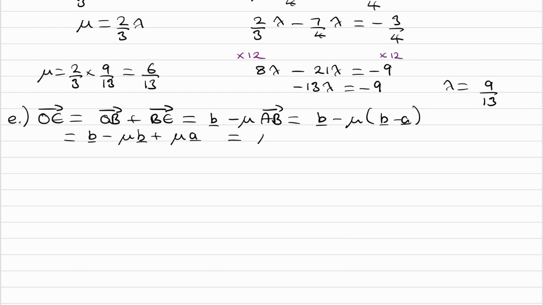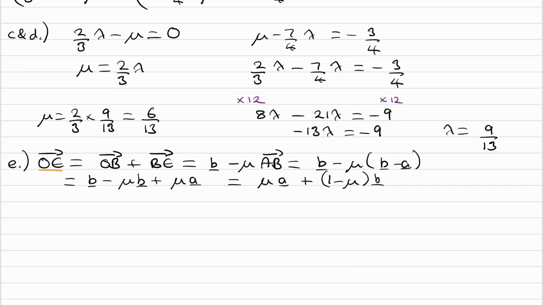And then simplify. So mu A plus, and I'll factorize the B terms. So 1 minus mu times B. Now we know what mu is, so mu was 6/13, so this can be rewritten as O to E is the same thing as 6/13 A, 1 minus mu, so 1 minus 6/13 would be 7/13, so plus 7/13 B.